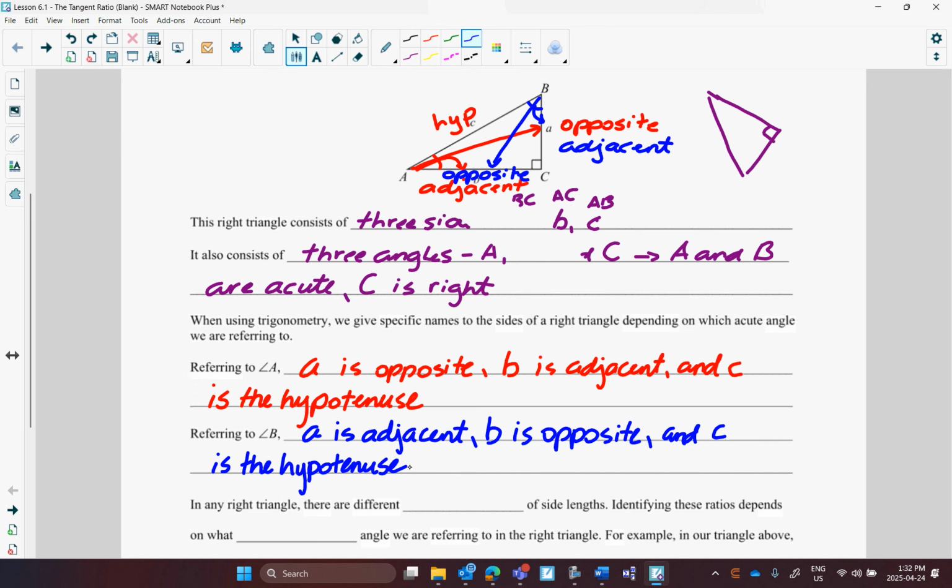So let's do a little, I'm going to call this capital X, capital Y, capital Z. So I'm going to call this one little x, little y, and little z. Okay, you don't have to write this down. Tell me what side, little x, little y, little z, is opposite angle X. What side is opposite angle X? Little x. What side is adjacent to angle Z? X.